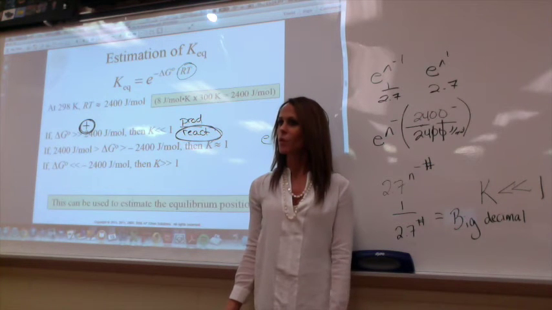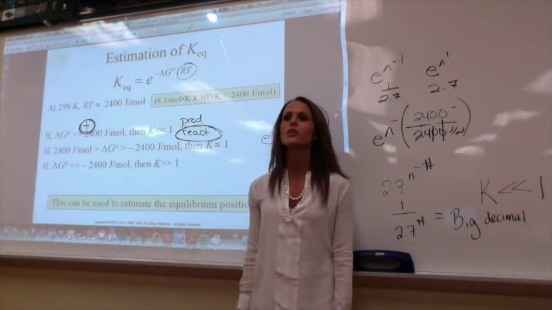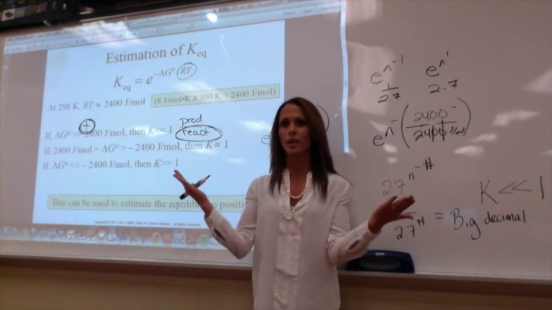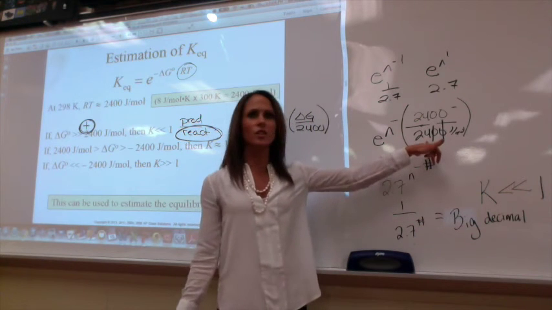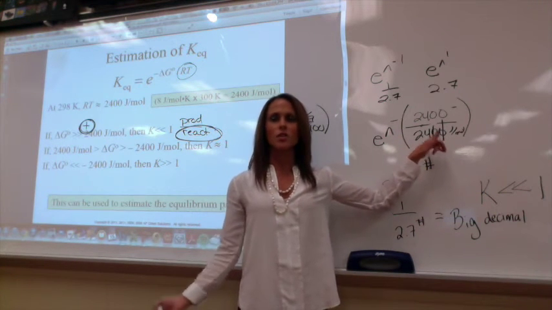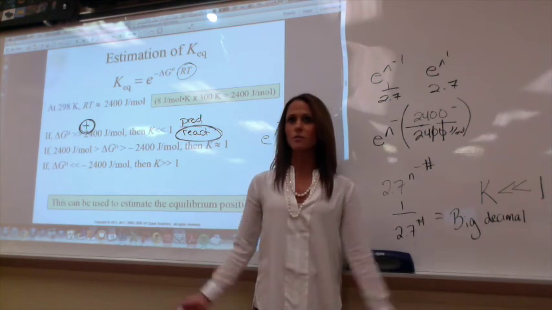How much is roughly 1? Like how far does roughly 1 go out to? These numbers, 2400 and negative 2400. That's what you're looking at. And that's easy to recognize because your RT value is 2400. So you're somewhere in the 2400 range.